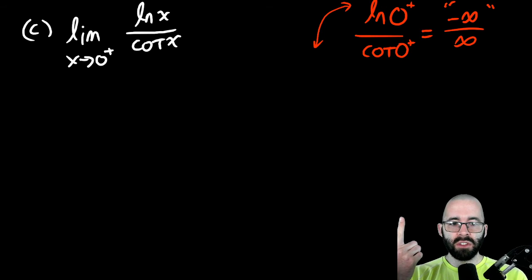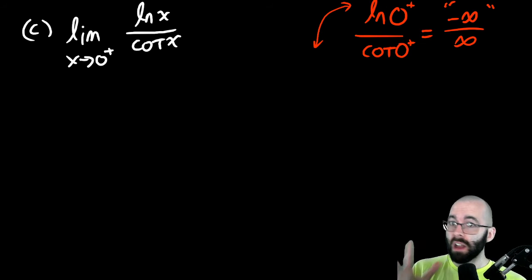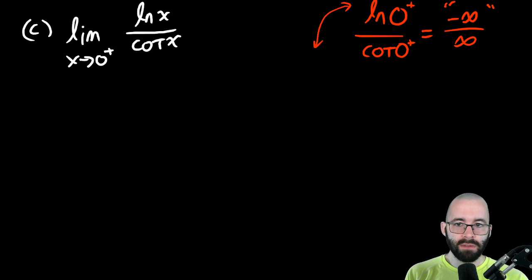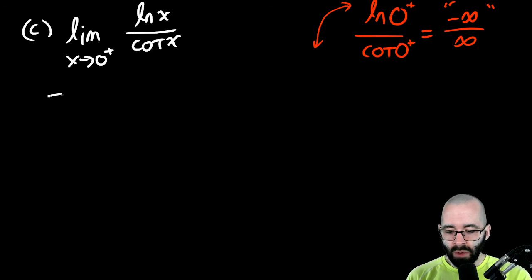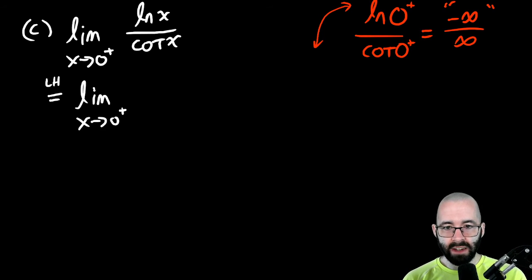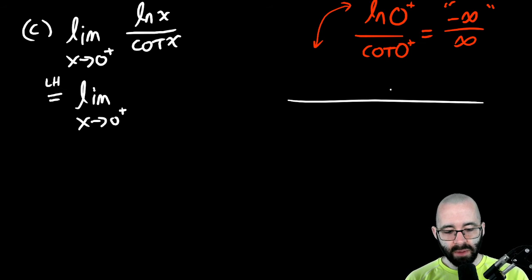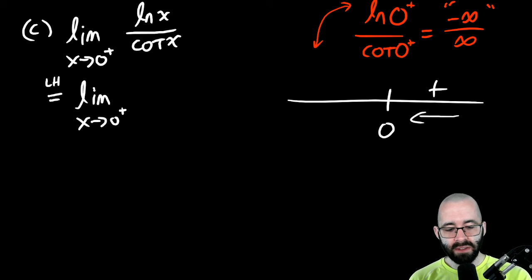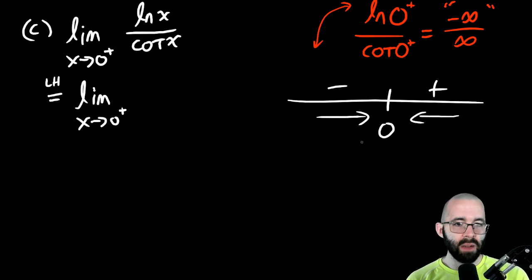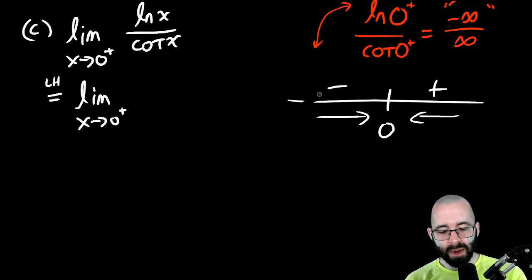So differentiable functions around 0, not at 0. Differentiable functions with an indeterminate form. What are we doing? We're using L'Hopital's rule. This is the limit as x goes to 0 from the right. Remember, if you're ever curious about which direction, from the right is from the positive numbers. From the left, that's coming from the negative numbers. That's how you can remember.